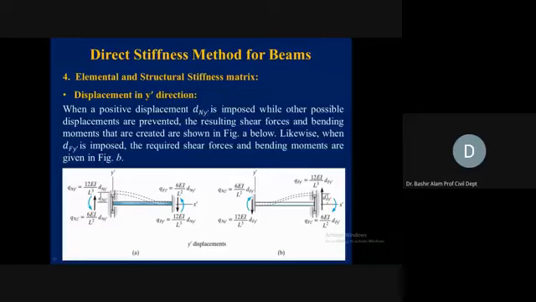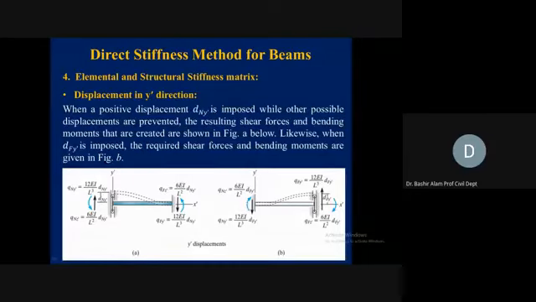Now, if we give the same translation at the far end, what will happen at the near end is that it is again trying to come back to its position. This gives you the sign of this moment. Because of delta, we are finding the member end actions: 6EI divided by L square, and at the far end again 6EI divided by L square.